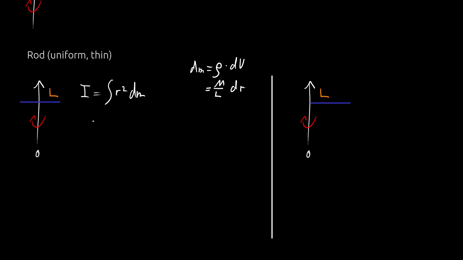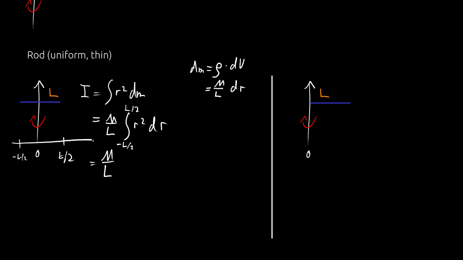Now we write the M over L in front of the integral because it's constant, times the integral of r squared dr, and we evaluate this from minus L over 2 to L over 2. If we imagine this axis here, then this point corresponds to minus L over 2, and that point corresponds to L over 2.